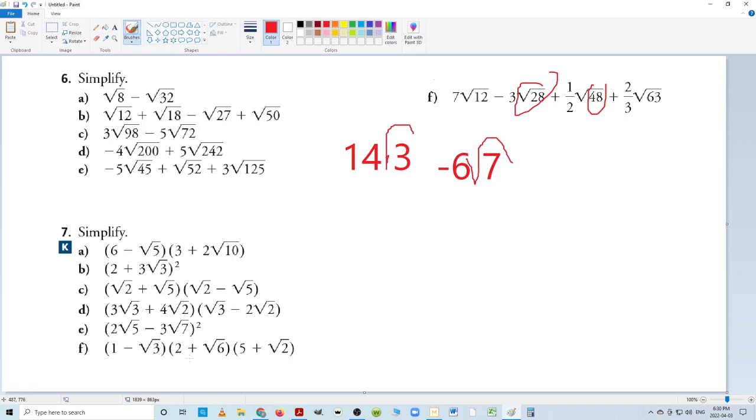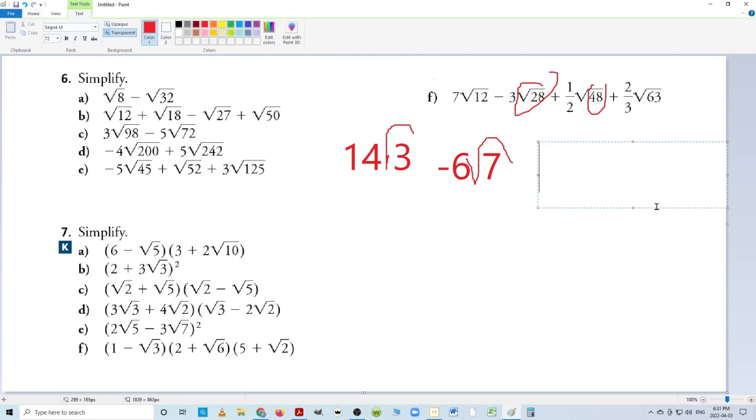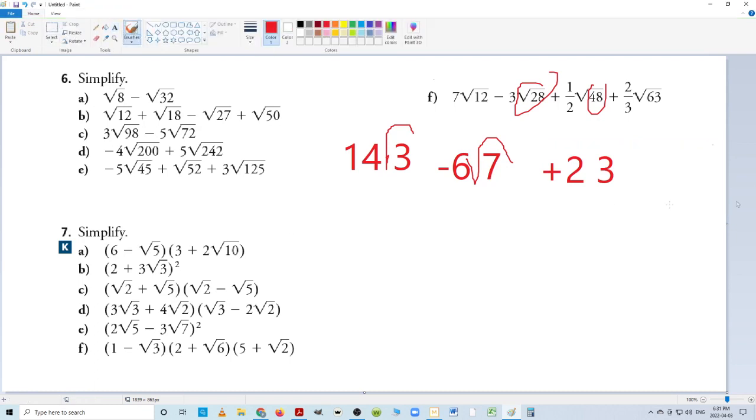oh, geez, times 12. It wasn't 4 times 12. It was 16 times 3. So this breaks down into 16 times 3. Square root of 16 is 4. 4 times a half becomes 2. So you get plus 2 square root of 3. We've got a couple apples there.